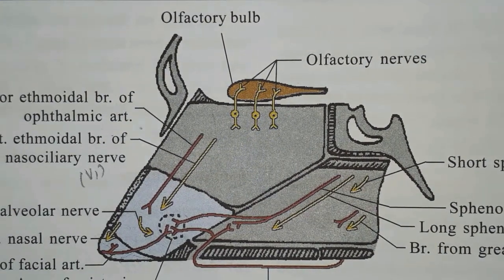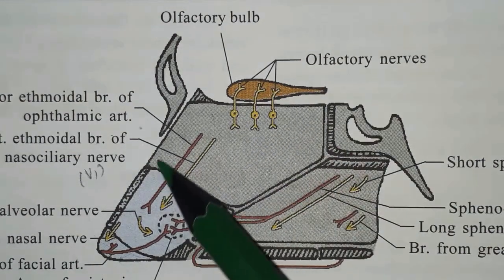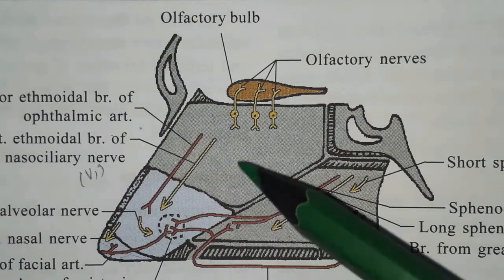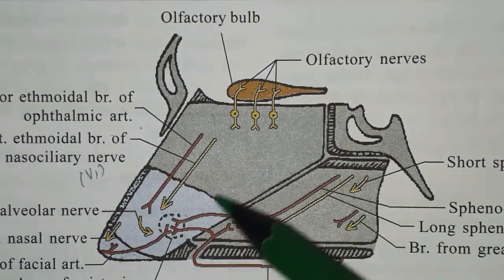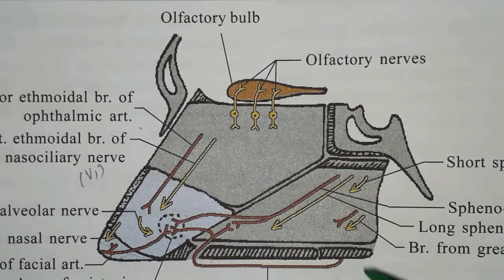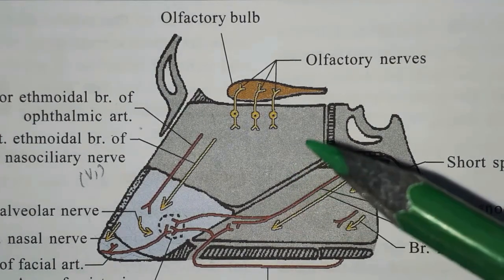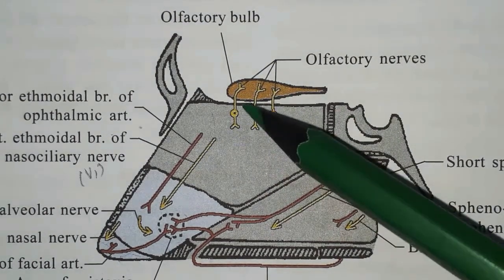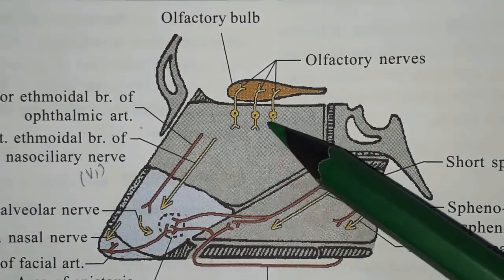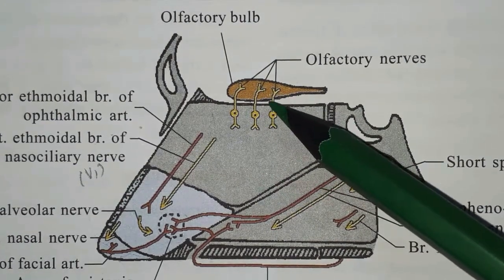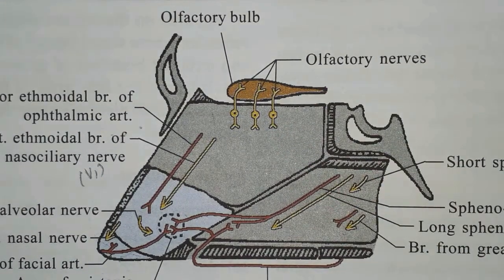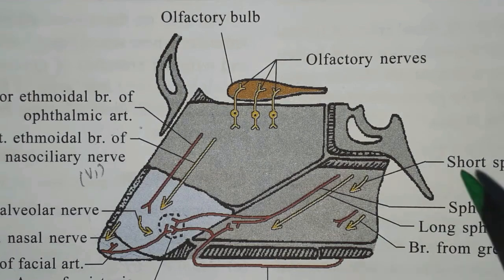Now speaking about the lymphatic drainage, from the anterior part, this is the anterior part, they drain into the submandibular lymph node. From the intermediate and the posterior parts, that means over here and the posterior part, they drain into the retropharyngeal lymph node. Alright, and from the upper part, a few lymphatics accompany the olfactory nerves along the perineural sheath, that is the neural sheath which surrounds the olfactory nerves, and they drain into the CSF of the subarachnoid spaces. So this was all about the nasal septum.